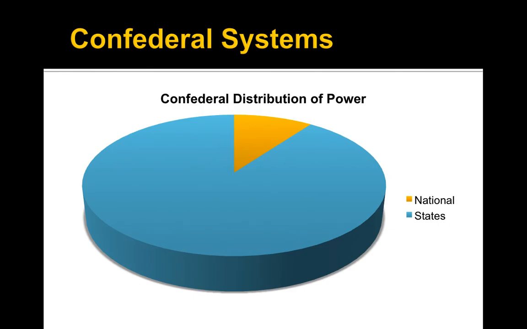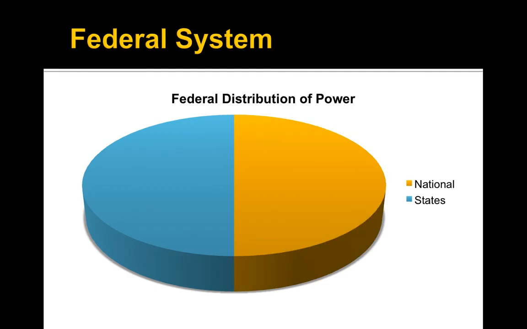If you were then to flip that to a confederal distribution of power, a confederal system, of course, is the opposite, where states, or the subunits, would have 90% of the power, right? And the national government would only have 10, as was the case with the Articles of Confederation. A graphical display of a federal system would be a 50-50 relationship, where the states over here, represented by the blue, have 50 units of power, and the yellow, the national government, has 50 units of power.